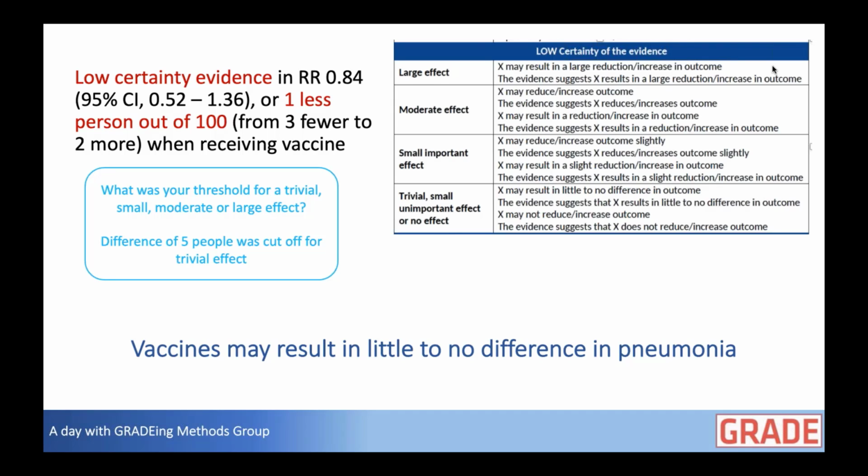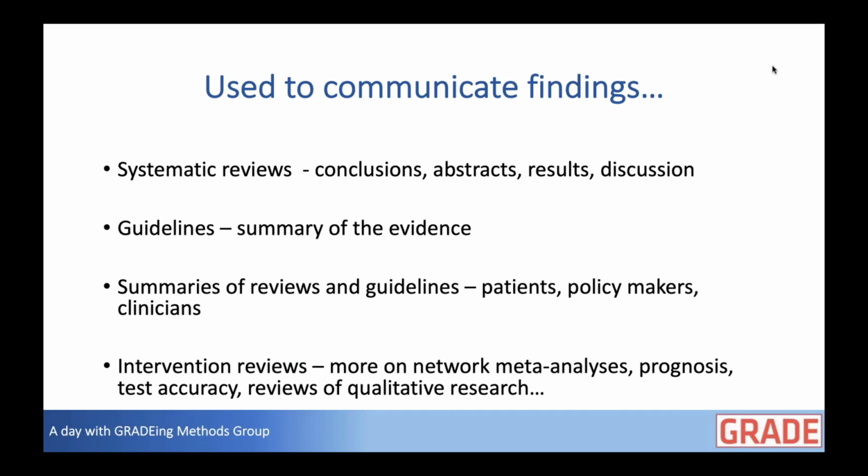And as Gord said, you would come up with your thresholds of what you think would be the size of the effect. And if you decided that a difference of 5 people was your cutoff for trivial and small, then basically this 1 less person is falling in that area of a trivial effect. And then you would go with that and decide, okay, based on that, I have 4 options of how I can communicate the evidence. And I might say that vaccines may result in little to no difference in pneumonia. So it's basically just following a grid.